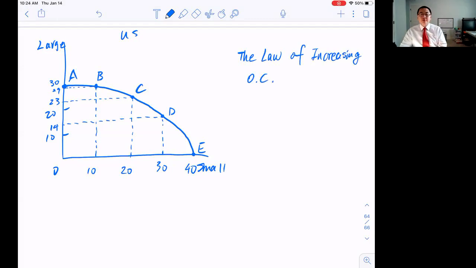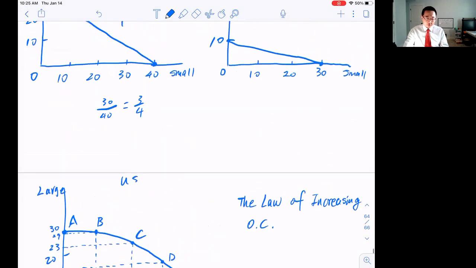Okay, so the law of increasing opportunity cost says as you produce more of something, your opportunity cost of production is going to get higher and higher. Okay, and so why is that? Right. Well, let's contrast this with the straight line we saw.